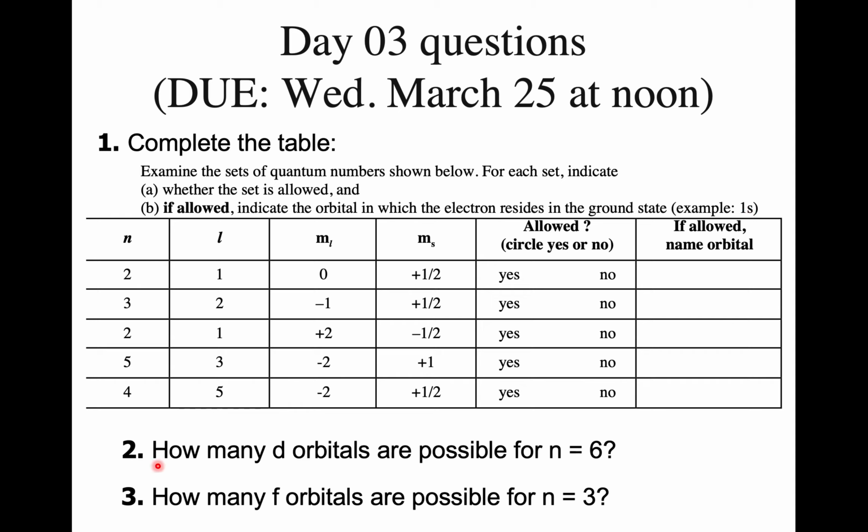All right, the last two should be pretty easy for you. You guys can look through the equations and work this out. How many d orbitals are possible for n equals 6?